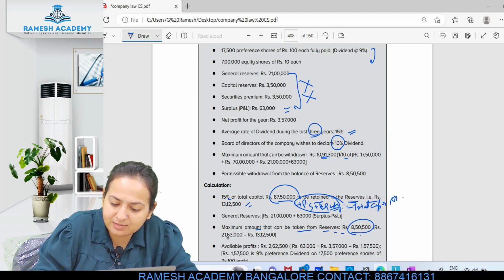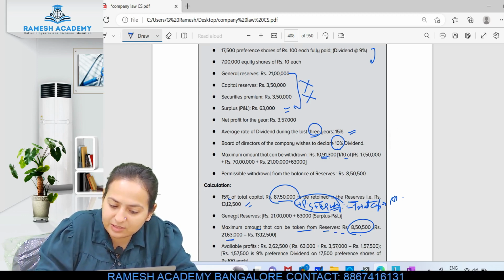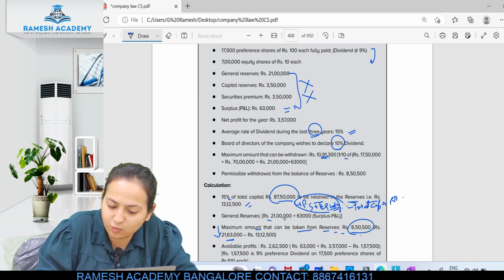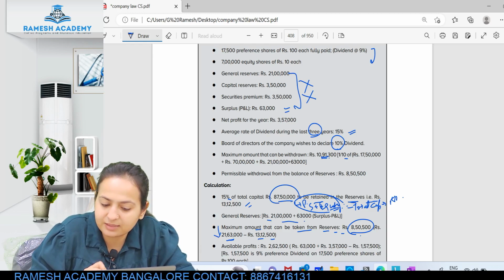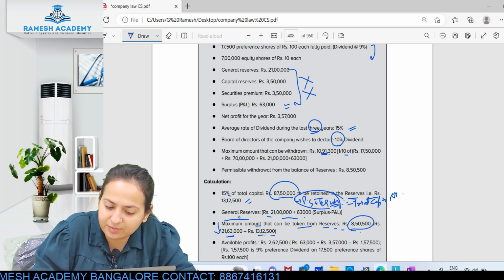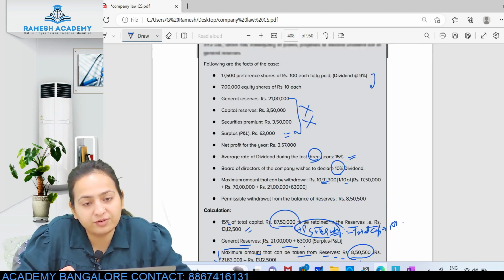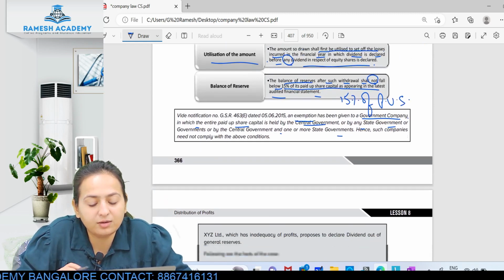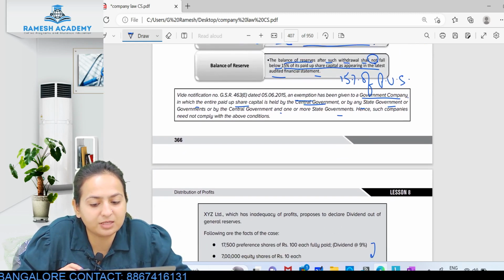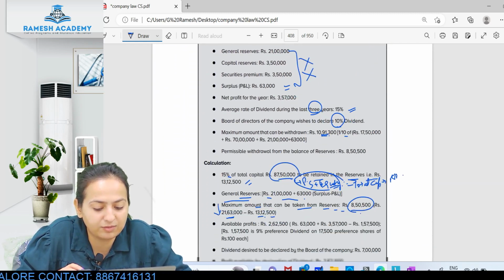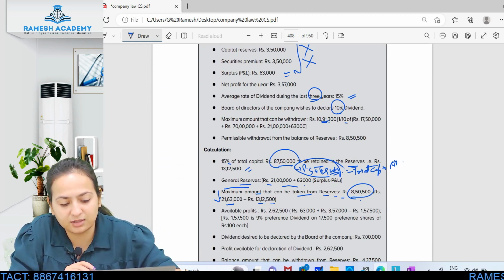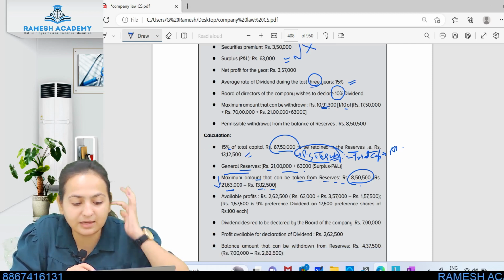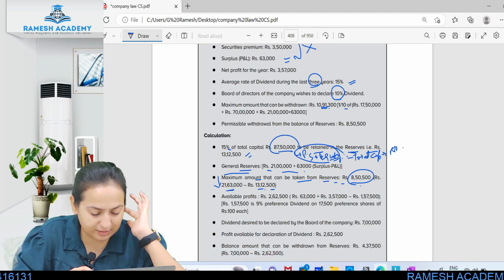So the maximum amount will be the general reserve, that is 2163 or 15%. Yes, minus 15%, that will be the general reserve. After withdrawal, 15% of the paid up share capital, it shall not be below 15%, right? So the maximum amount will be this general reserve minus that 15%.